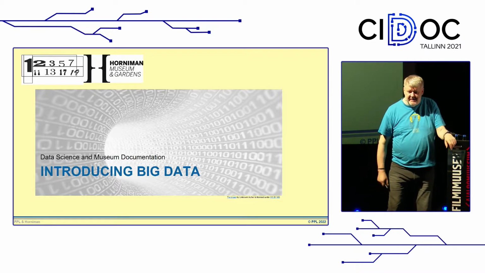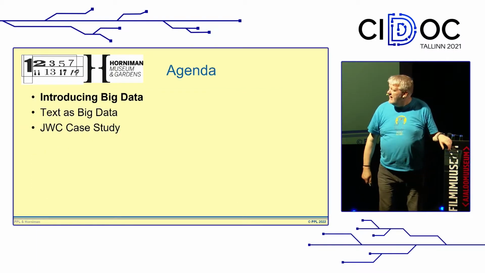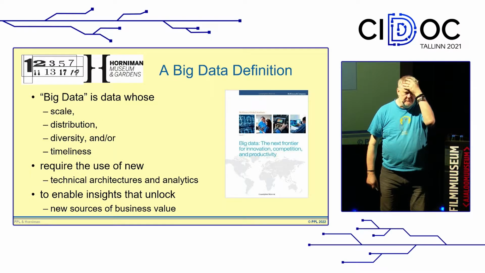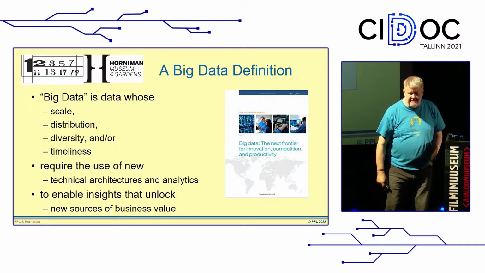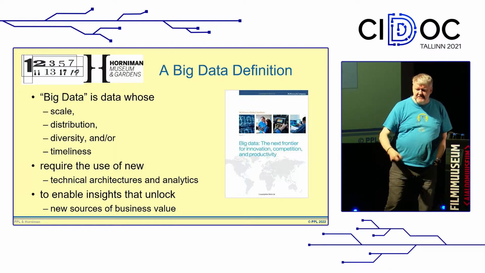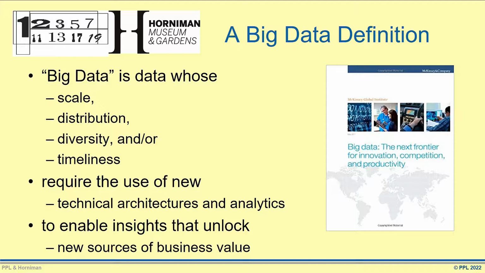So here we are introducing big data. We're going down the big data hole, and this should introduce us to it. So this is the 2011 definition of big data from McKinsey. It says big data is data whose scale, distribution, diversity, and/or timeliness require the use of new technical architectures and analytics to enable insights that unlock new sources of business value. Well, business value to us is intellectual content, the ability for us to say something more about the context of the objects that we're interested in.